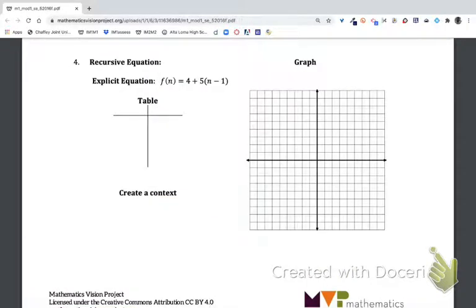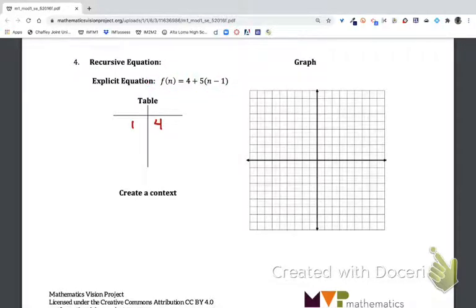For number 4, you have your explicit equation and need to complete the rest of it. So there's a lot of stuff going on here. Let's take a little bit of a different approach, and we're going to start the table before doing anything else. So if I plug in a 1 into this equation, I would end up getting 1 minus 1 is 0, 0 times 5 is 0, 0 plus 4 is 4.